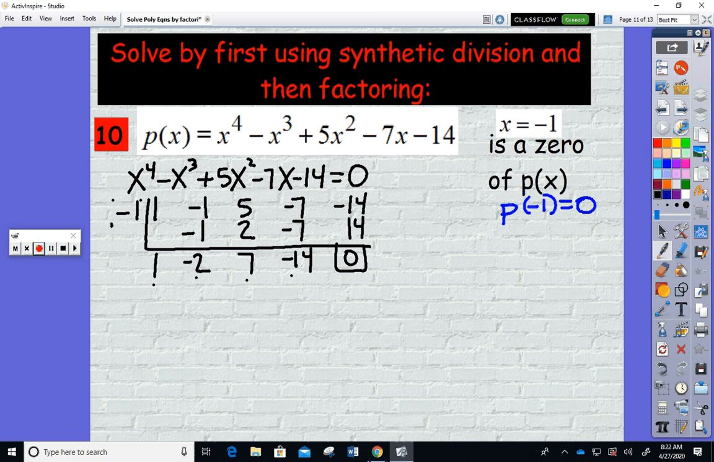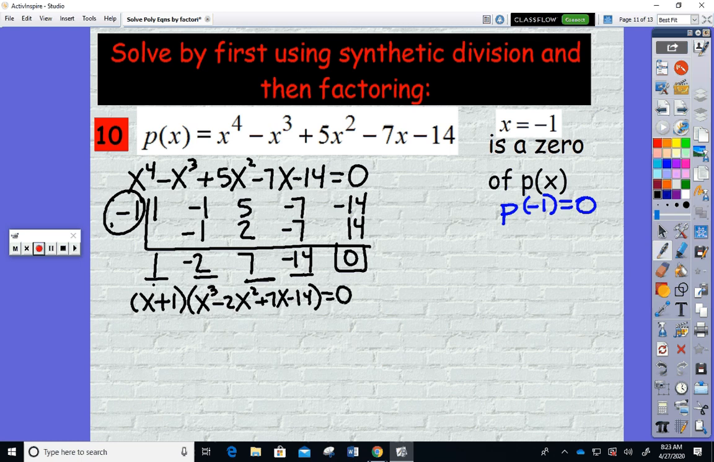Remember, if negative 1 is a solution, x plus 1 is a little factor. Now, what about the big factor? Starting with negative 14 as your constant, that would be 7x, negative 2x squared, 1x cubed. So I'm going to start with 1x cubed. I had to work my way backward to see what exponent to start with. So minus 2x squared plus 7x minus 14.